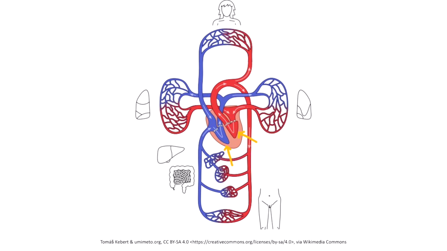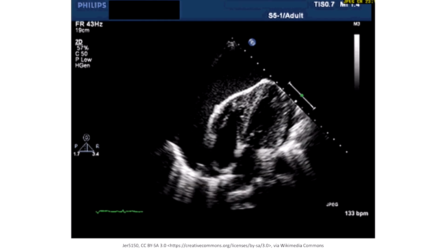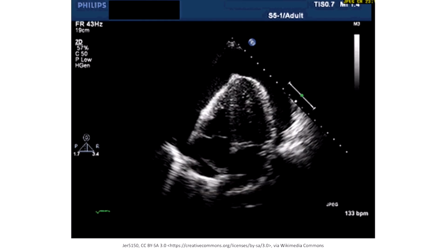Another cause of obstructive shock is pulmonary embolism, and that causes obstruction by blocking the right ventricular outflow. And finally, tension pneumothorax decreases the right ventricular venous return due to increased extravascular pressure compressing the superior and the inferior vena cava. So here we see an ultrasound image showing pericardial tamponade.